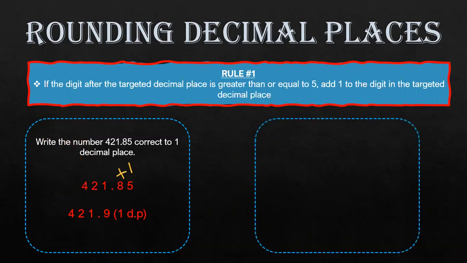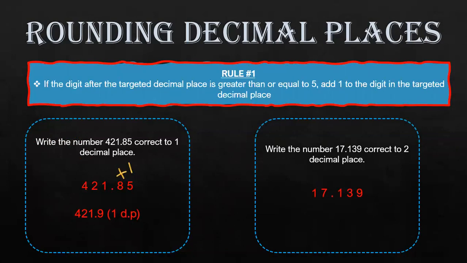Let's take another example. In this example, we're asked to write 17.139 correct to 2 decimal places. Again, we want to identify the digit that is in the targeted decimal place, which is 3. We then look at the digit that is after, that's 9. Notice 9 is greater than 5. So again, we're adding 1 to the digit that is in the targeted decimal place, so we're adding 1 to 3. And so correct to 2 decimal places, 17.139 becomes 17.14.